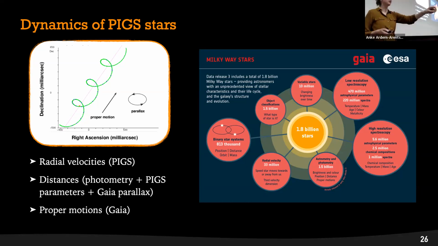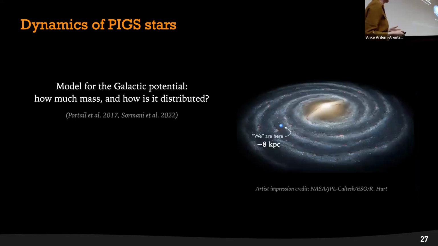You know where a star is, you know how fast it's moving. But what you also want to know is, for example, how far out does the star go? How elliptical is its orbit? How round? How not round? And for that, what you need is a model for the potential of the Milky Way. So where is the mass? How much mass is there? How is it distributed? And if you have this information, you can compute the orbit for a star if you have the distance and the velocities.